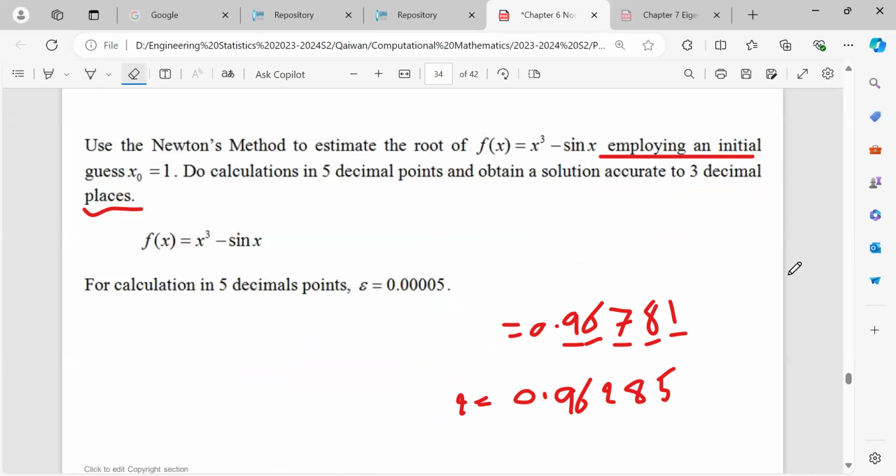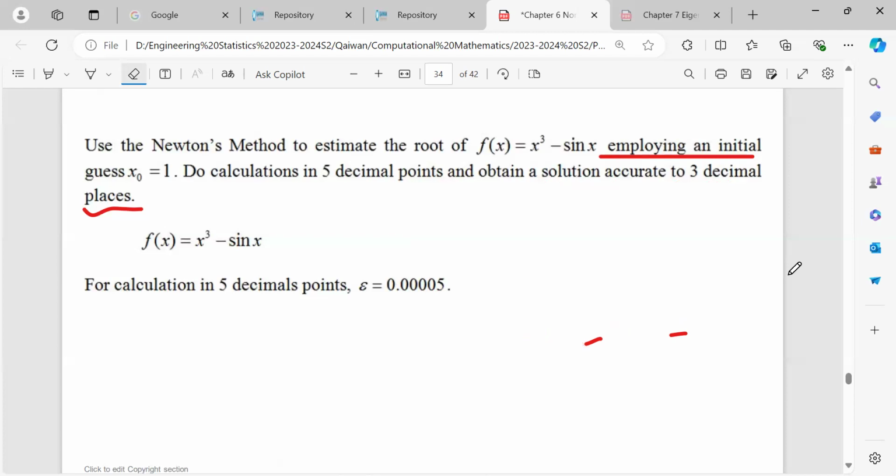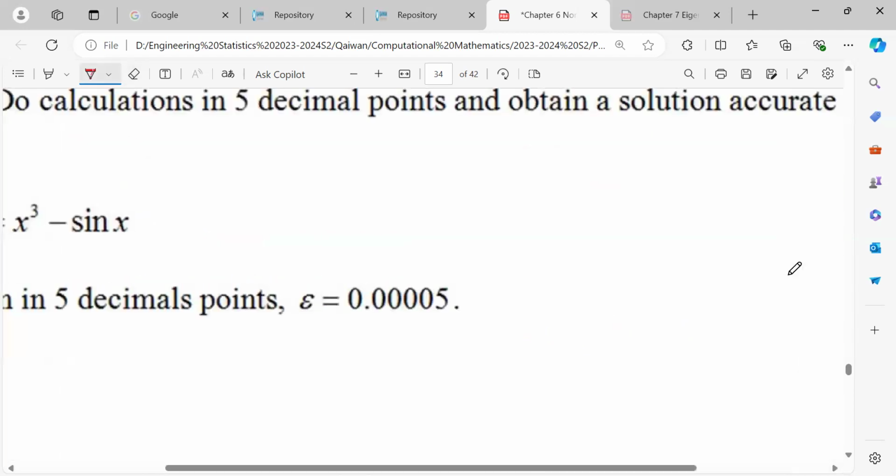Clear? But this one is given as 4 decimal points, so it's not true here. Error here, it is only 3 decimal points. Okay? It is 3 decimal points.